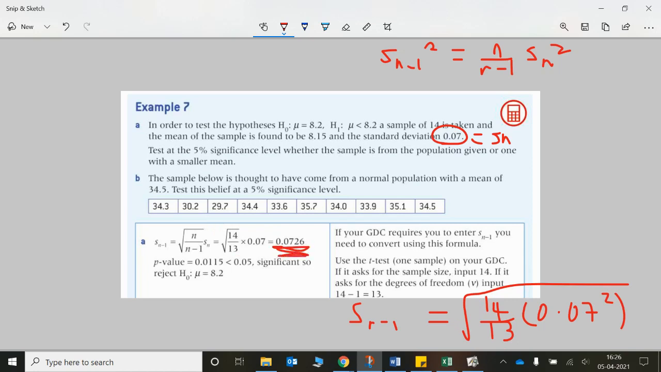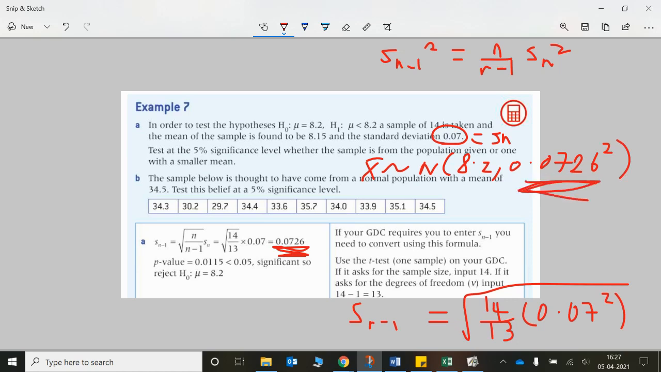That's the sample standard deviation. So we're now testing against that normal distribution. We're testing X bar, because we've got a sample mean here. So we're testing X bar against the null hypothesis that it follows this normal distribution with 8.2, comma, and then 0.0726 is our standard deviation. So we're obviously going to need to square that.